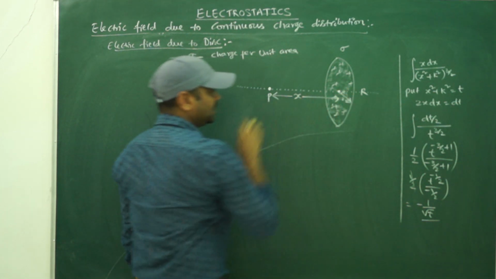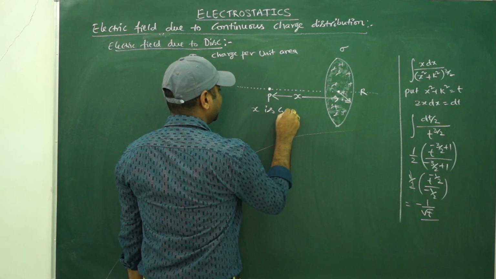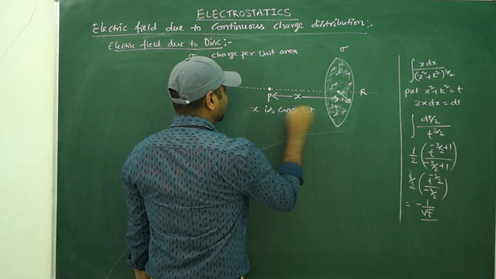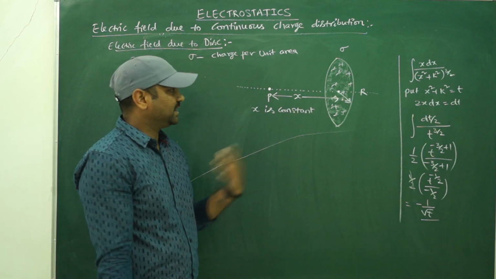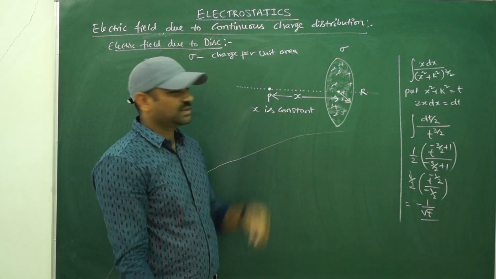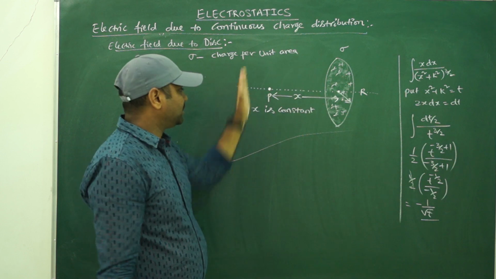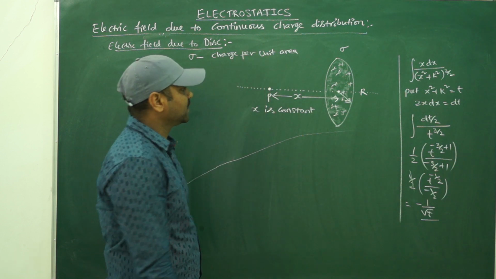Again, x is not a variable, we should not integrate x. X is constant. So it's better I write here: x is constant, not variable. Okay, so you can choose anything. You can choose d, you can choose L, you can choose any letter. I am choosing x, because if I move the point p, then x is a variable. I am not moving the point p, it is fixed.